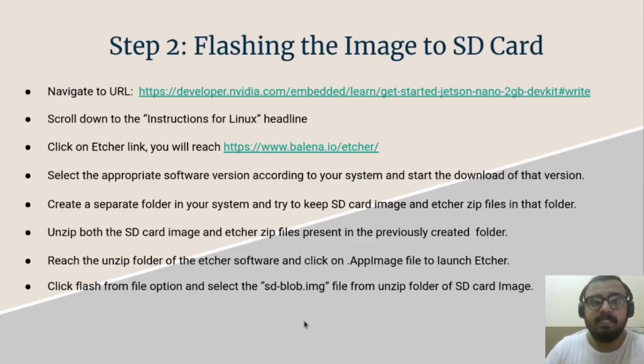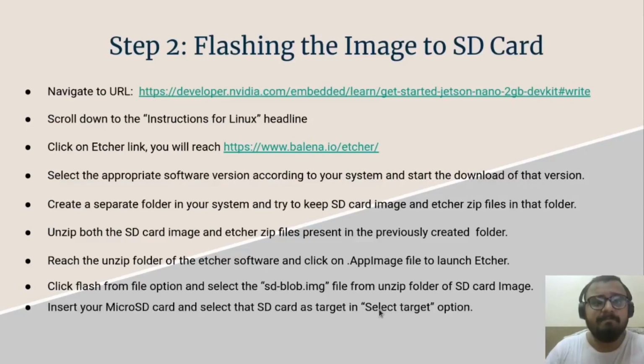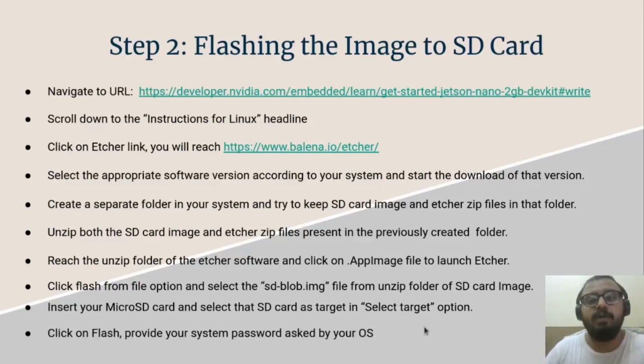Once you launch it, you have to click on the Flash from file option and select the sd-blob.img file from the unzipped folder of the SD card image. After that, you have to insert your memory card and select the SD card as target in the Select Target option. Then you have to click on Flash and the OS will ask for a password. You have to give that password and then flashing will start.